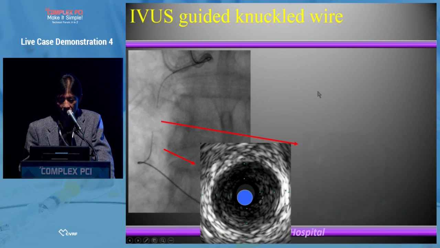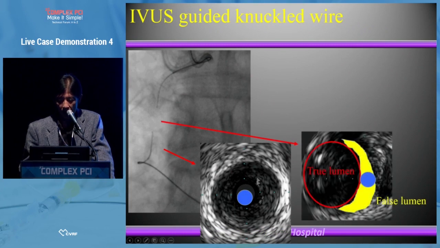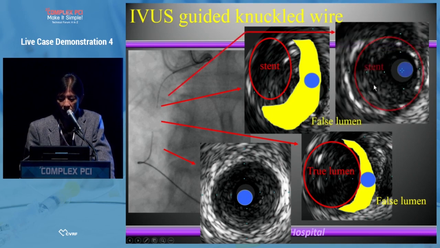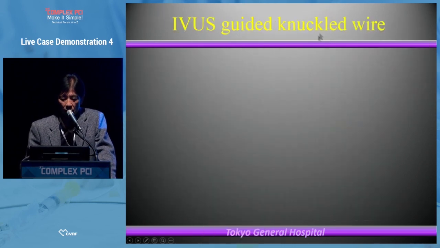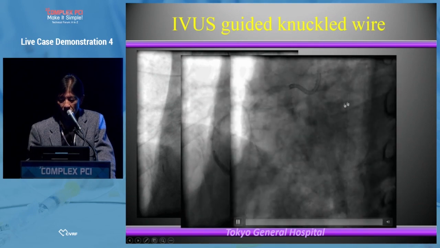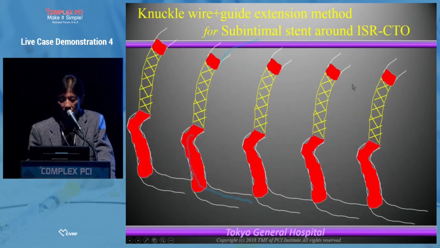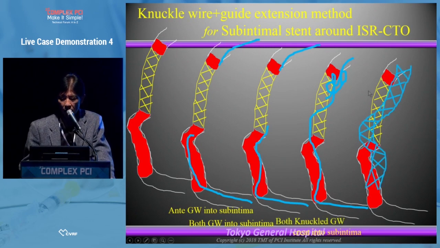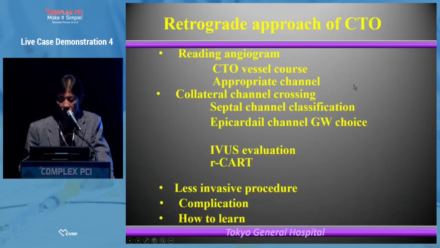The wire is intentionally made a knuckle shape to surround the previous stent. And the IVUS shows us where the wire location is: the wire into the false lumen, the stent was here, and the wire in the side of the stent, and back into the proximal portion in the true lumen. The stent was implanted using the guide extension technique, and the wire was intentionally made a knuckle shape, finally making a different course surrounding the previous stent implantation.